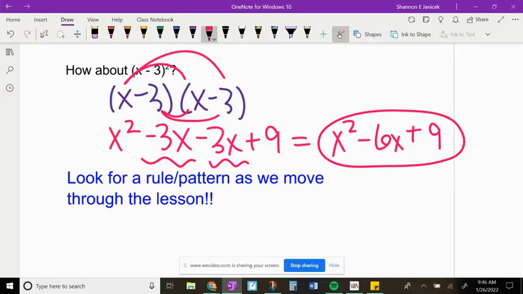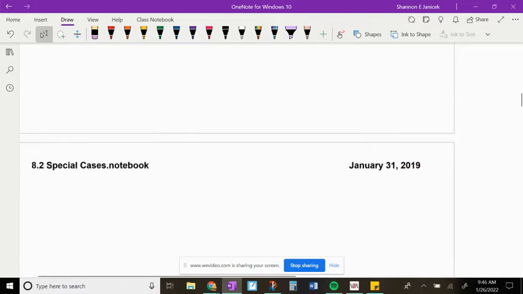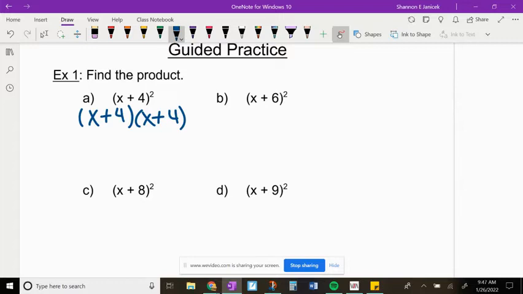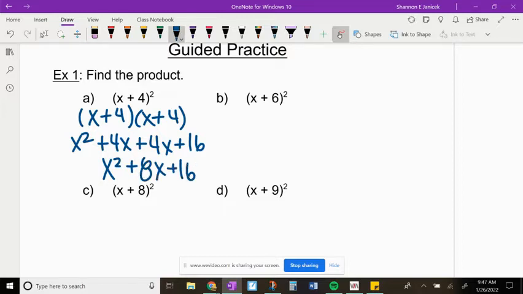So what you're going to be doing is looking for your rule pattern as we move through here. A little bit of guided practice. If we want to find the product of x plus 4 squared, it means x plus 4 is going to show up twice, right? So x plus 4 times x plus 4. If we FOIL, it's first times first, so x squared. Outer times outer, so plus 4x. Inner times inner, plus 4x. And last times last, so plus 16. When we combine our like terms, we get x squared plus 8x plus 16.